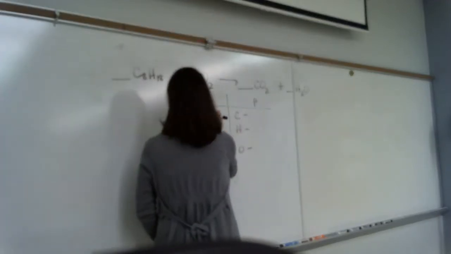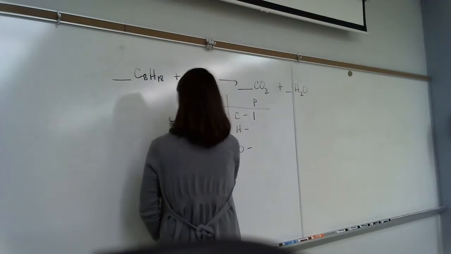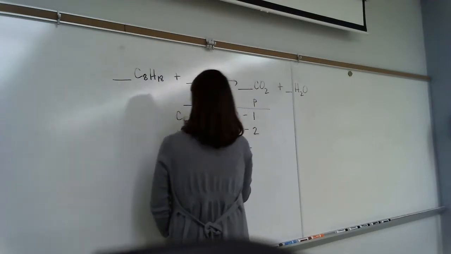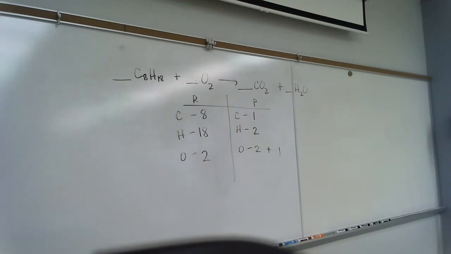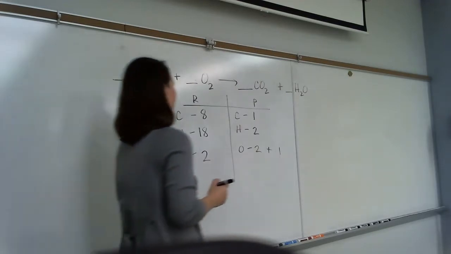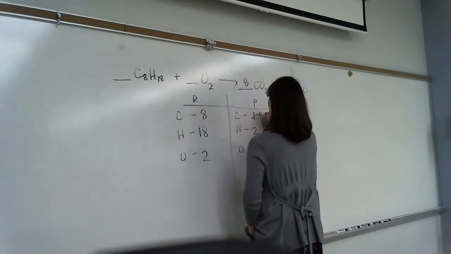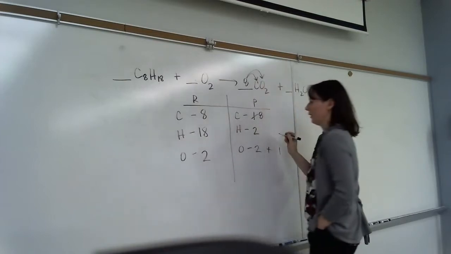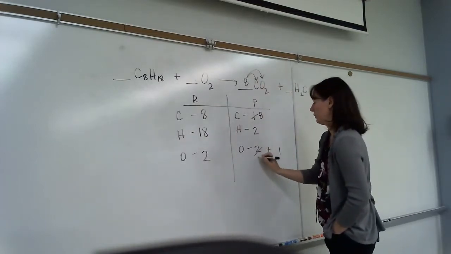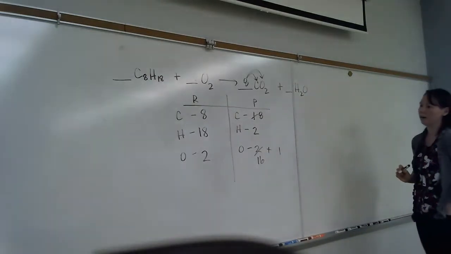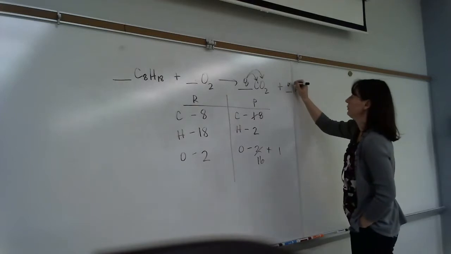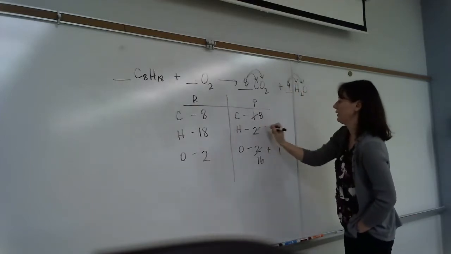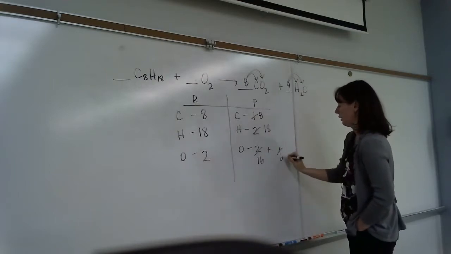So, still in our chart, carbon 8 and 1, hydrogen 18 and 2, oxygen 2 and 2 plus 1. Okay, so let's balance carbon. 8. Distribute that to both. That gives me 8 times 2 is 16. And then for the hydrogen, what do I need to use? 9. Distribute that. 9 times 2 is 18. 9 times 1 is 9. Okay, now we've got a fraction to work with.